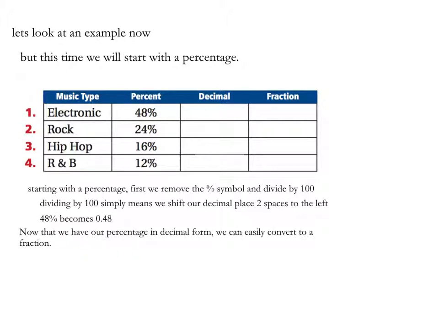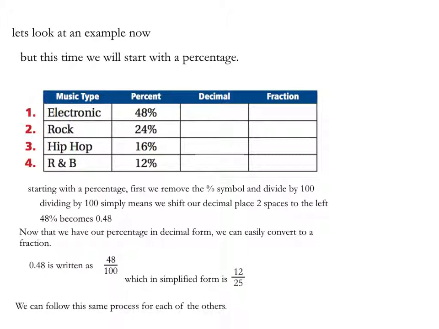Now that we have our percentage in decimal form, we can easily convert to a fraction. 0.48 is written as 48 over 100, which is simplified to 12 over 25. We follow the same process for each of the others. So again, we fill in the first one, 0.48 equals 12 over 25. 24% equals 0.24, and that is equivalent to the fraction 6 over 25, and then we fill in the rest, and we see our completed answers there.